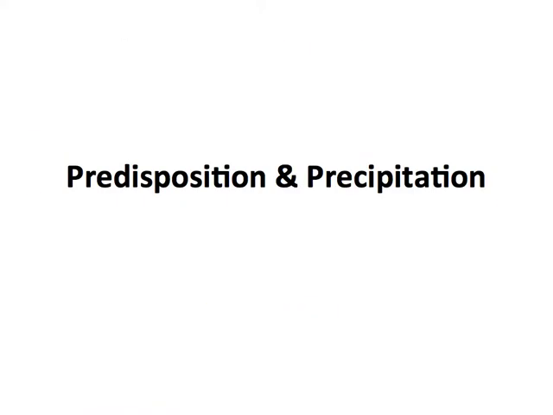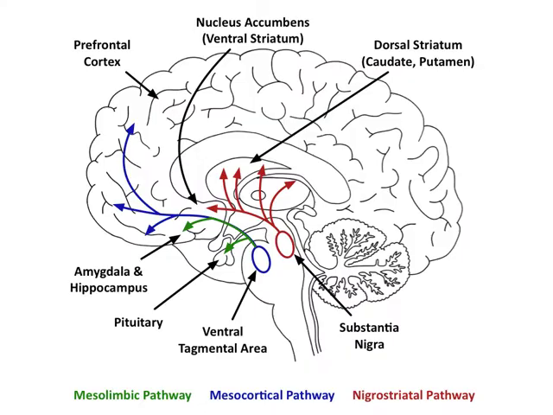Let's take a look at some of the theoretical underpinnings of substance use in relation to predisposition and precipitation. This image shows three dopamine pathways. Of importance to substance use are the mesolimbic and mesocortical pathways. In the mesolimbic pathway, stimulation of the amygdala and hippocampus occurs. This is the area where emotion is associated with memory. In the mesocortical pathway, the prefrontal cortex is stimulated.